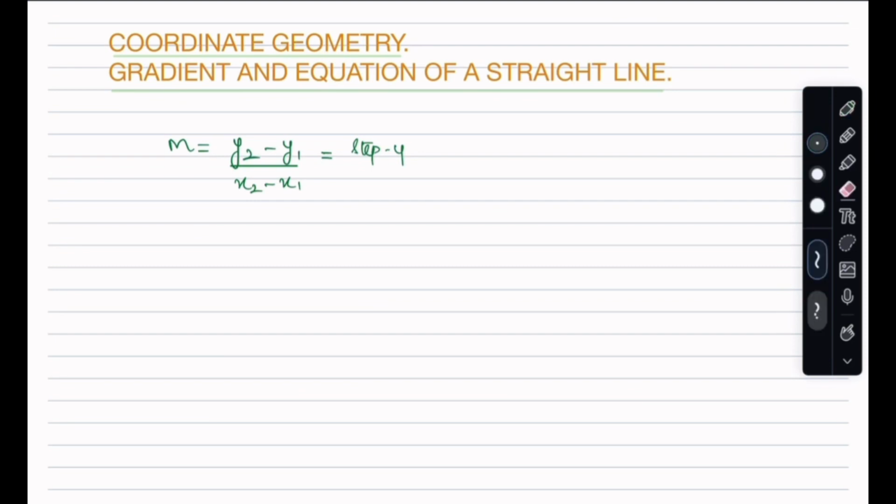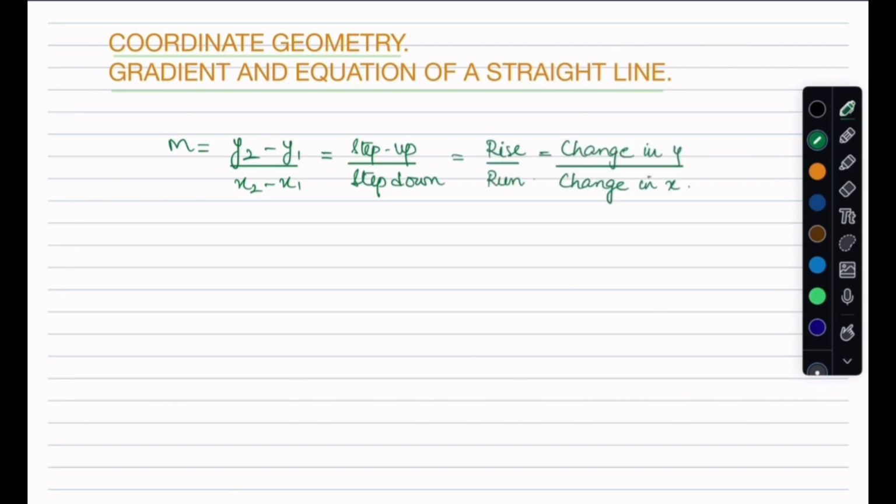So, gradient is given by the formula y2 minus y1 divided by x2 minus x1. Basically, we can say that gradient is the ratio of step up to step down, or the ratio of rise to run, or the change in y divided by the change in the x values.